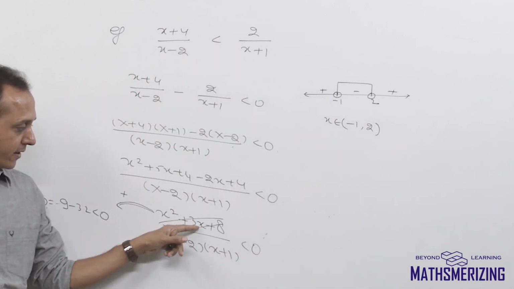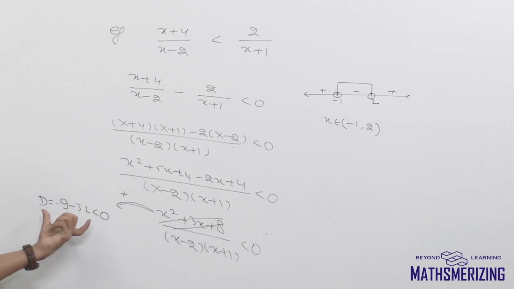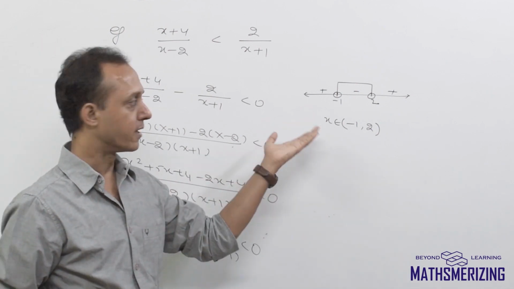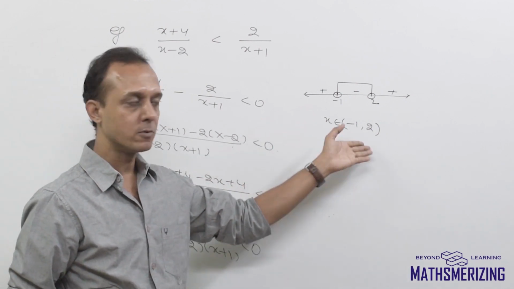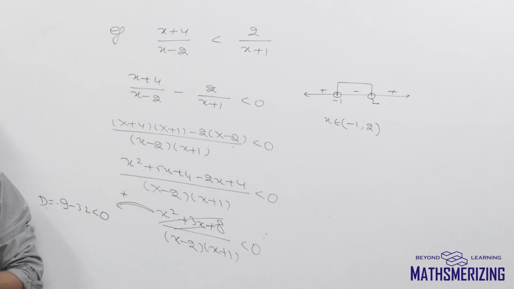Now with rule number 1, we'll use rule number 2 because there is no equality sign. But because this expression doesn't have a real root, there is nothing to add or nothing to subtract, right? So I'll simply write x belongs to (-1, 2). So this is how we'll solve any rational inequalities.